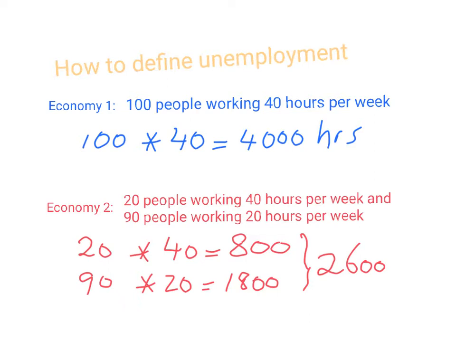So you can see that even though, according to the official unemployment definition, economy 2 has a lower unemployment rate, there are far fewer total number of hours worked in economy 2. And if everyone works equally productive per hour, then we can conclude that economy 1 is actually more productive than economy 2.